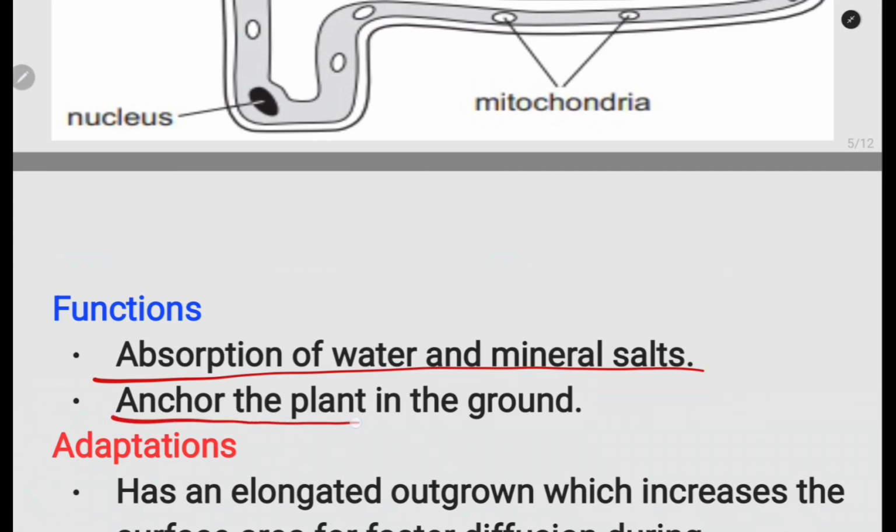Then anchor the plant into the ground. So another function, and this one is the general function of the roots, that is anchorage. So anchor the plant into the ground. So that is another function of the root hair cell. But if you are to give the function, prioritize this one, absorption of water and mineral salts. If you are given 2, that is when you can come in with anchor the plants into the ground. And I guess that one is clear.